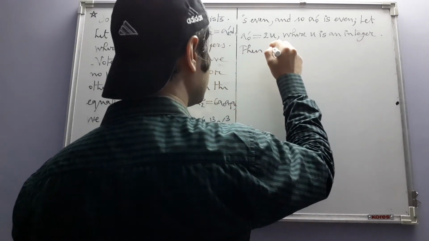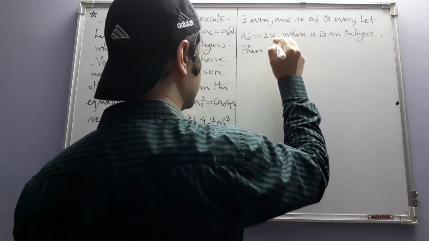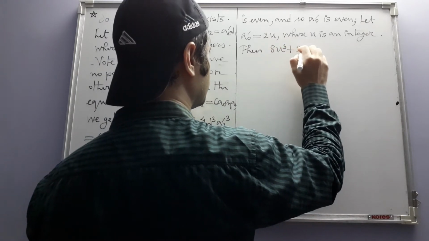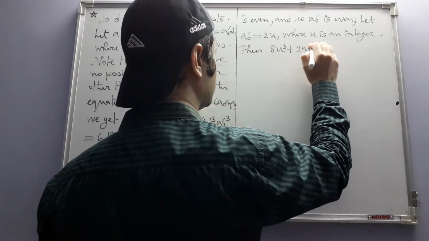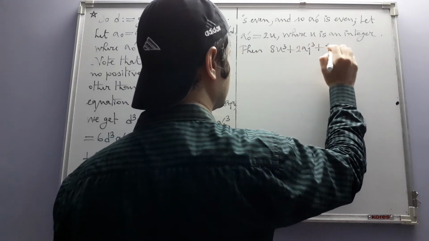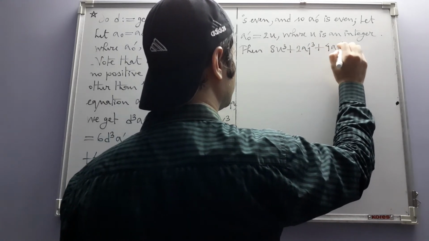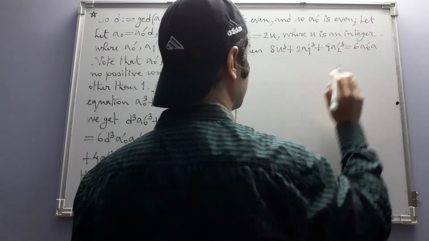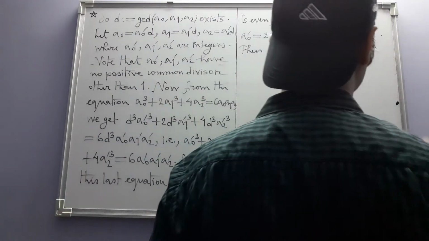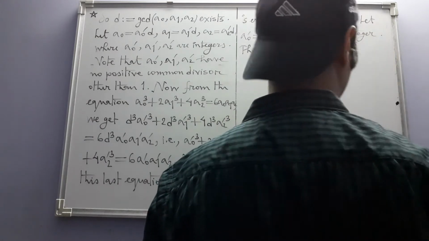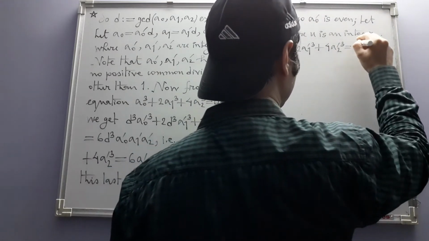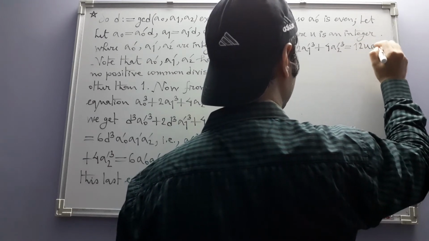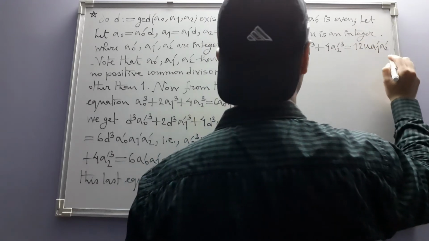Then if we do that, we will get 8u cube plus 2a1 prime cube plus 4a2 prime cube equal to 6 a naught prime. Oh, here also we have to substitute for a naught. So this will give us 12u a1 prime a2 prime.